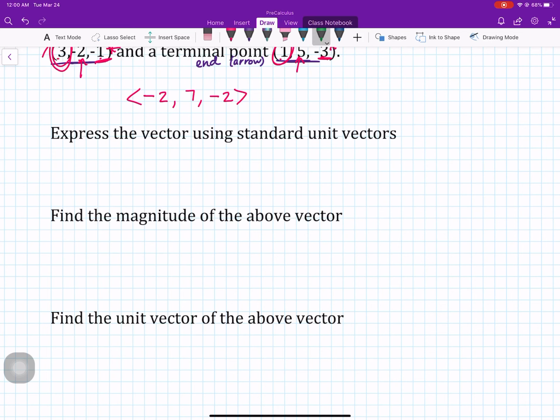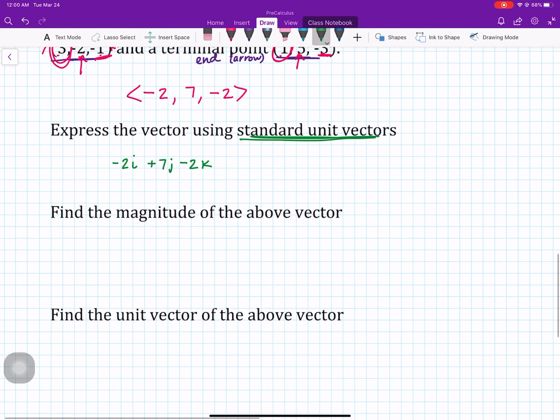Now it says express the vector using standard unit vectors. That does not mean a unit vector. That means the i, j, k. So you literally write the same thing, but instead you write i, j, k.